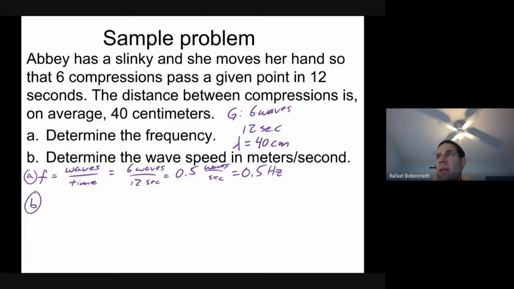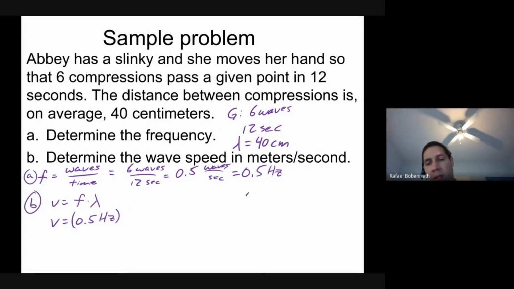Wave speed, as we recall from the previous slide, is frequency times wavelength. So now we can use our answer from A, 0.5 hertz, and multiply it by the wavelength. I could keep the wavelength in centimeters if I wanted to, but my answer would be in centimeters per second, and then I have to convert my answer. So I'm going to actually convert right now.